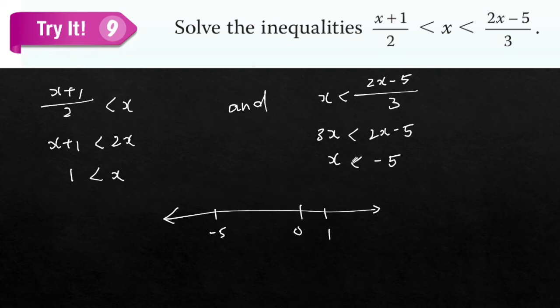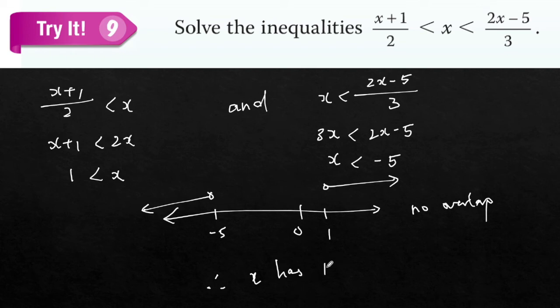On your number line, reference point 0, I have 1, I have negative 5. So let's see where they overlap. X must be less than negative 5, so over here. And x must be more than 1. So in this case, you notice that there is no overlap. Therefore, x has no solution. There is no way we can find an x that satisfies both. There is no number that is less than negative 5 and at the same time bigger than 1. So no overlap, no solution.